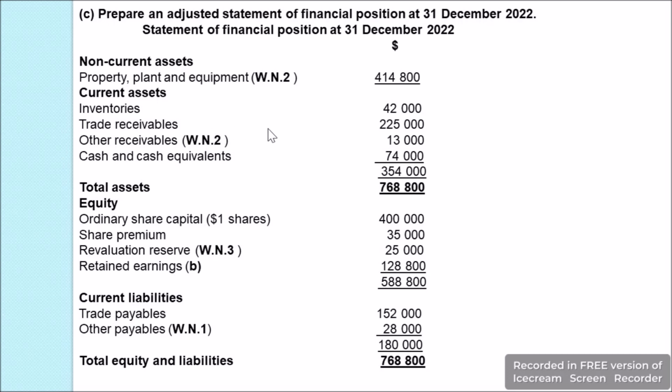Trade receivables, again there was no adjustment, so we'll take the value as it is as $225,000. Other receivables, there was an adjustment, and we did the calculation in the second working notes, and now we are going to take that value as $13,000. Then we have cash and cash equivalents, again there was no adjustment, so we'll take the value as $74,000. We will add the current assets, that is 42,000 plus 225,000 plus 13,000 plus 74,000. We will get the value as $354,000.